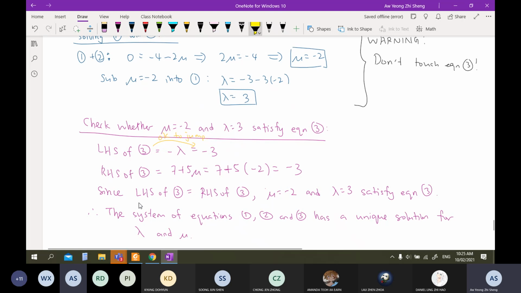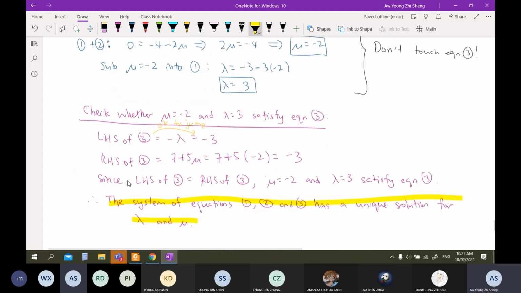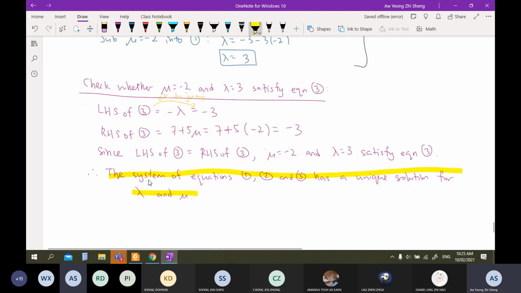Okay. This sentence in yellow color, what I mean by a system of equations is that equations 1, 2, and 3 are solved together as three simultaneous equations. So that's the meaning of a system of equations. A system of equations means the three equations solved as three simultaneous equations.